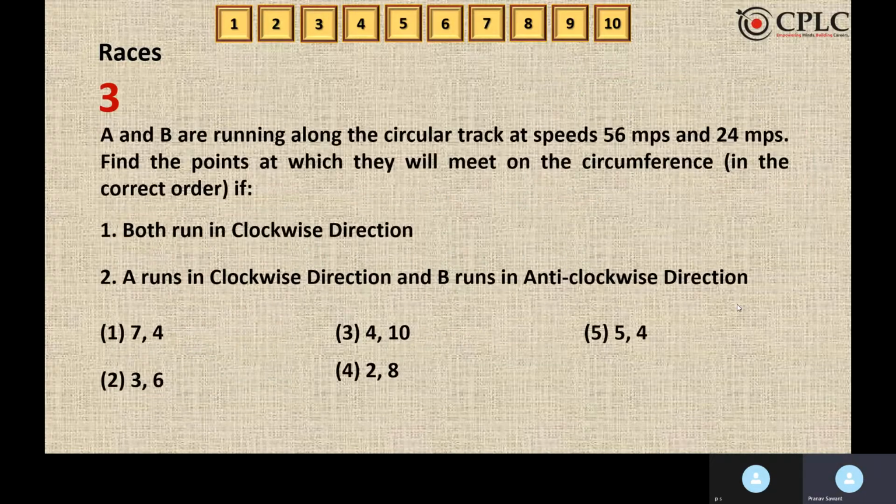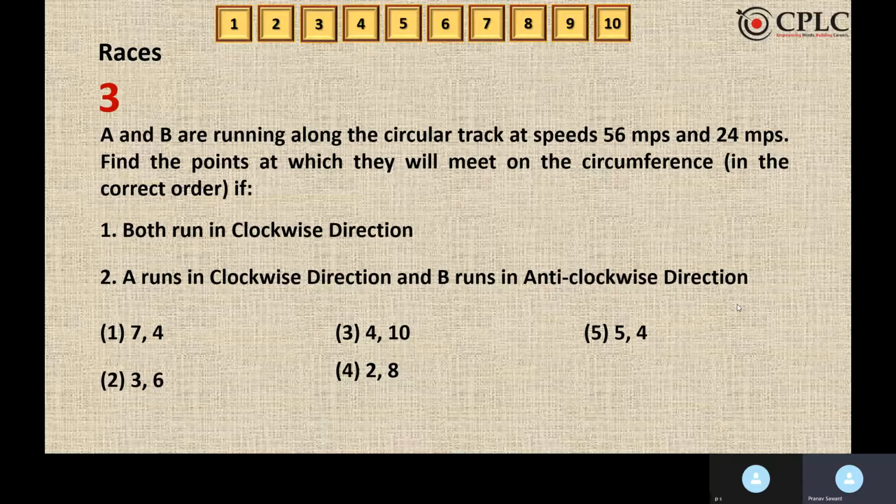A and B are running along a circular track at speeds 56 meters per second and 24 meters per second. Find the points at which they will meet on the circumference in the correct order if first, both run in clockwise direction. Second, A runs in clockwise direction and B runs in anti-clockwise direction.